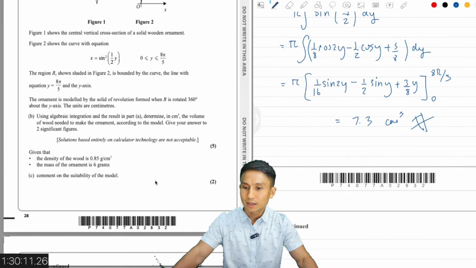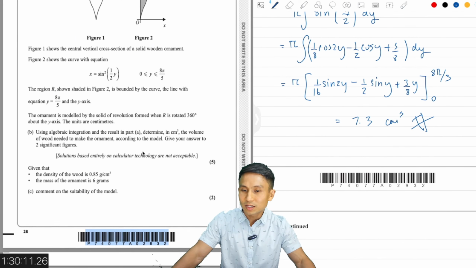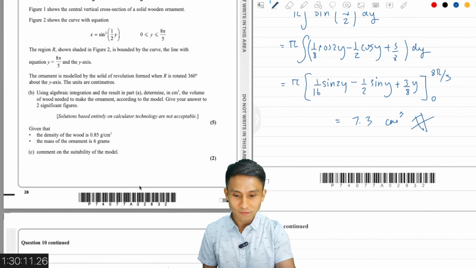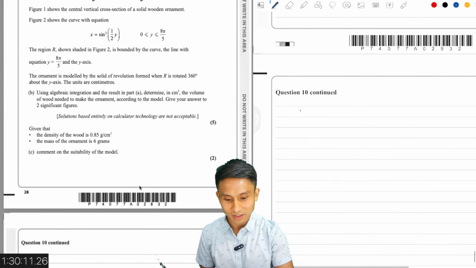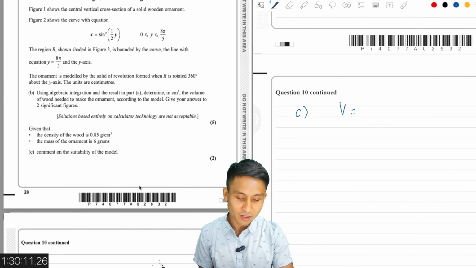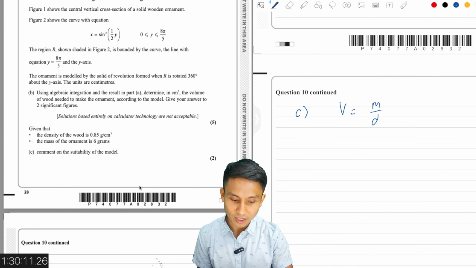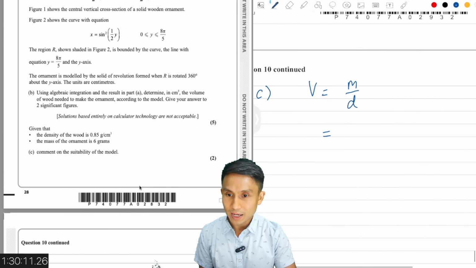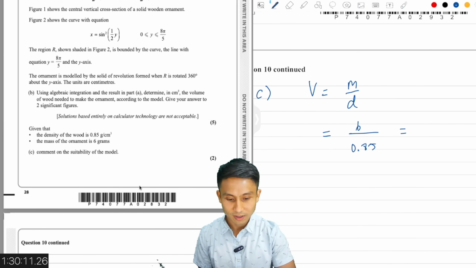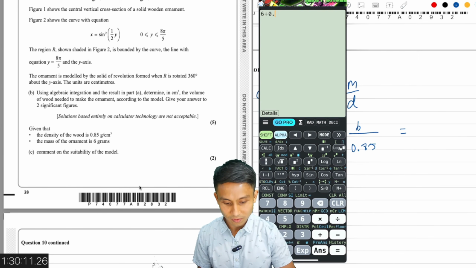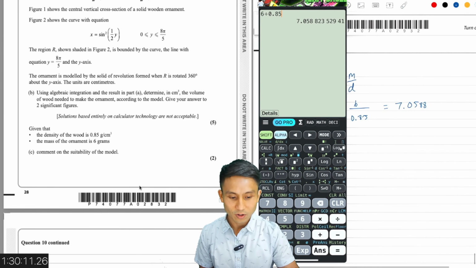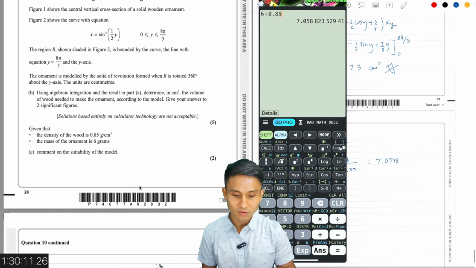Okay. And then part C, comment on the suitability of the model. Well, this one basically gives you the density and the mass, right? So we find the volume. That's a bit scientific, but we find the volume just by doing mass over density. So mass is 6 grams divided by density 0.85. That's about 7.0588. Well, that's about as close to 7.3, right?